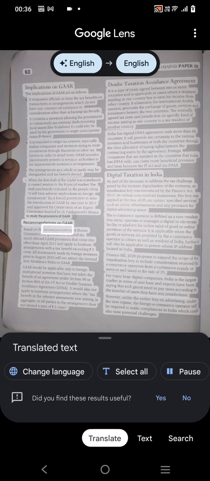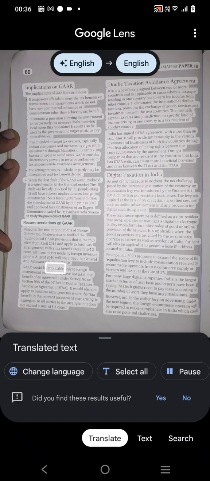Based on the recommendations of the Shome Committee, the government notified the much diluted GAR provisions that came into effect from April 2017 and applied to business arrangements with a tax benefit exceeding ₹3 crore. All investments made by foreign investors prior to August 2010 will not attract the General Anti-Avoidance Rules or GAR.